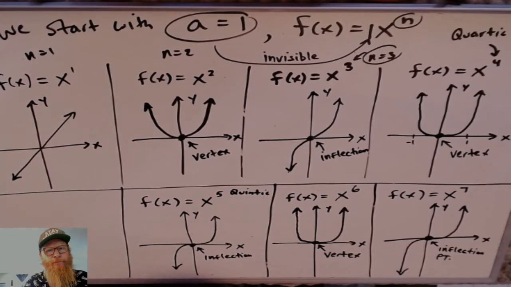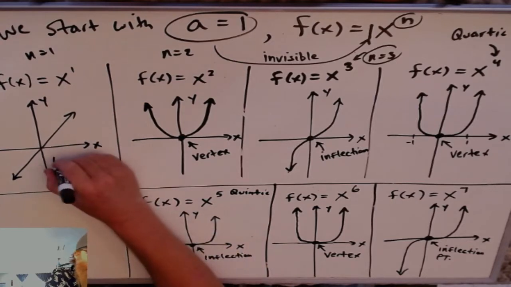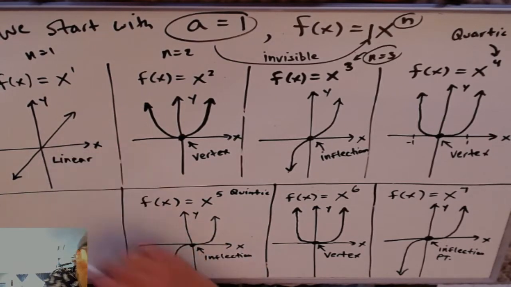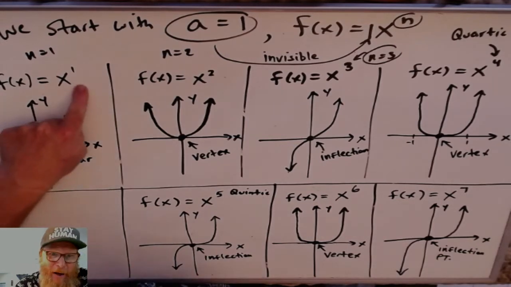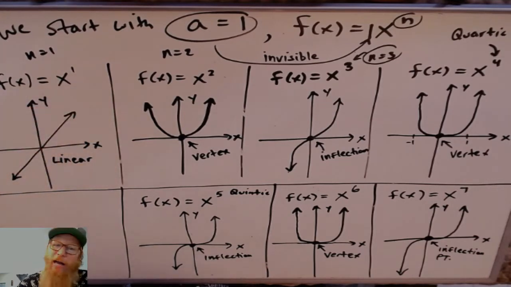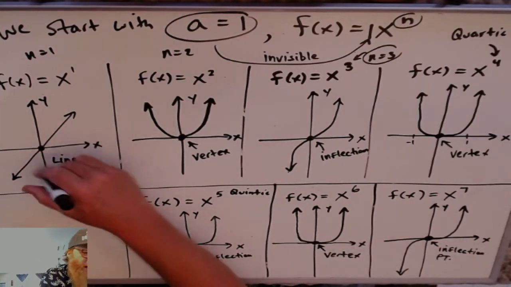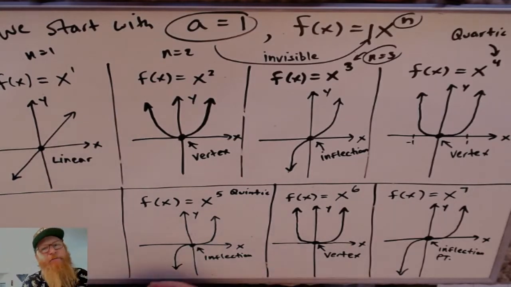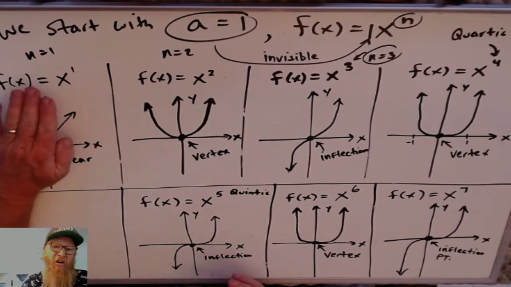Now, technically, the linear function is a power function. But since the power is 1, it does not have a vertex or an inflection point. It has neither. It's just that every point is equivalent to every other point on the linear function. We won't be studying linear functions very often. In fact, hardly at all.